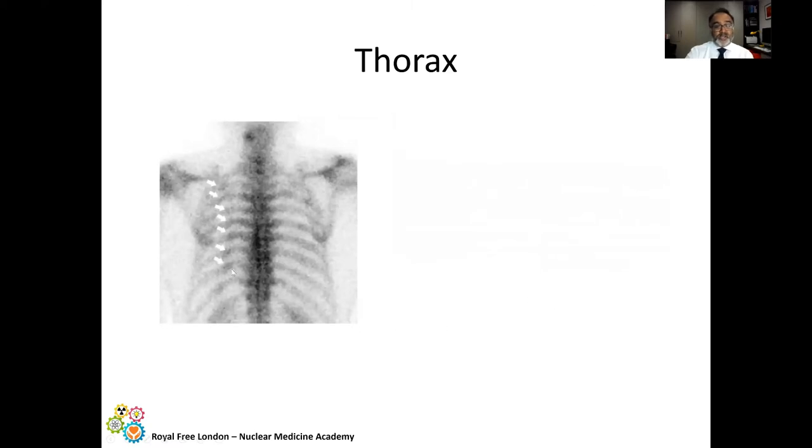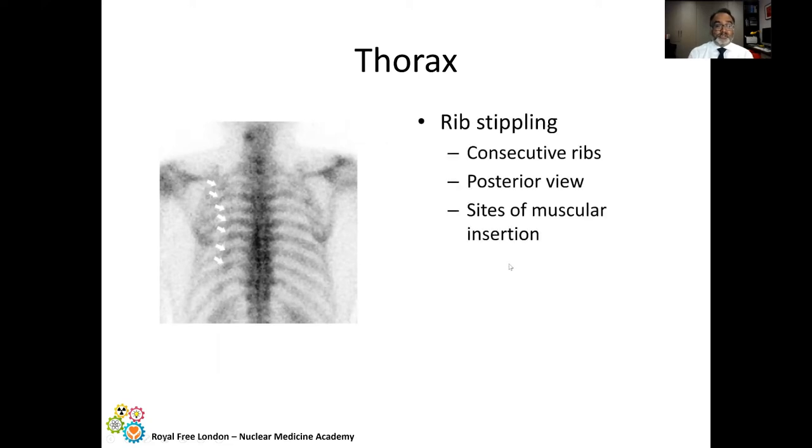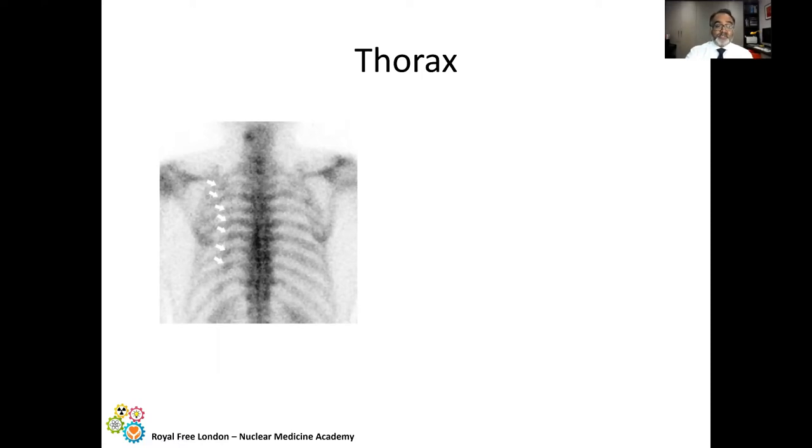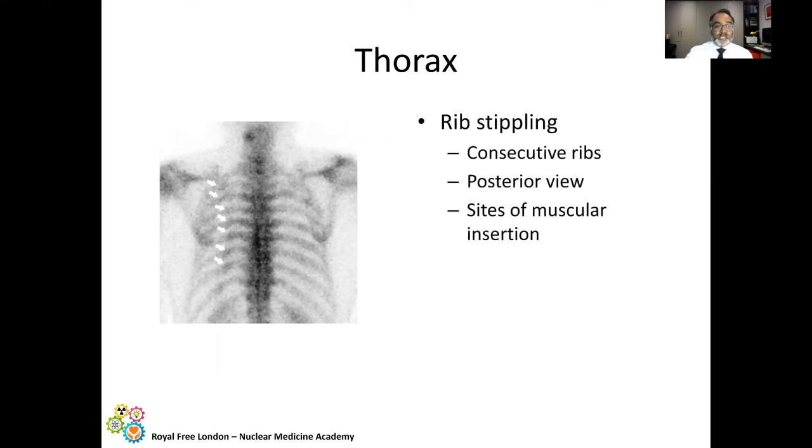Sometimes you'll see this low-grade uptake here in the ribs, and you might confuse these for rib fractures, but these are actually due to sites of muscular insertion on the ribs. The clue here is that they're in consecutive ribs and they're quite low-grade uptake, and they're in the typical sites for muscular insertion on the posterior aspects.